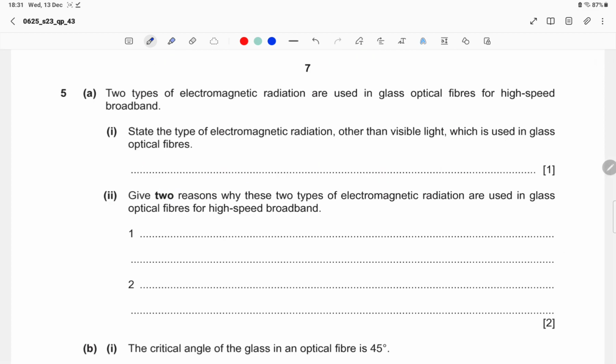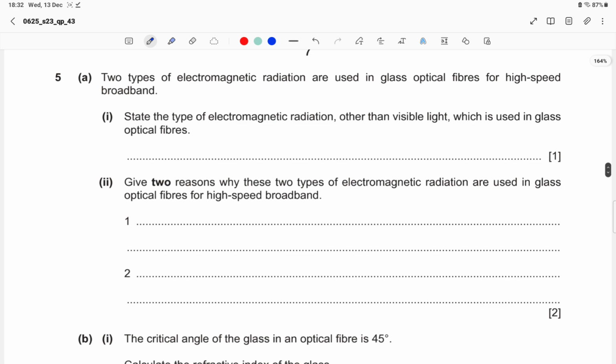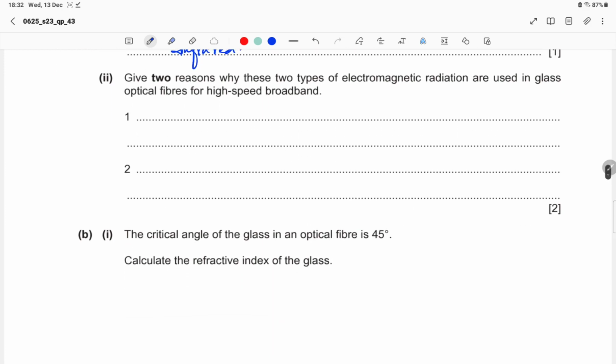Two types of electromagnetic radiation are used in glass optical fibers for high-speed broadband. State the type of electromagnetic radiation other than visible light which is used in glass optical fibers. So it's going to be the infrared. Okay, give two reasons why these two types of electromagnetic radiation are used in glass optical fibers for high-speed broadband. Because glass is transparent.